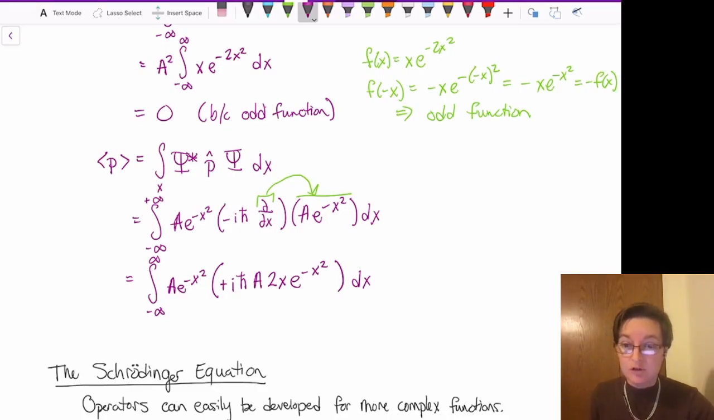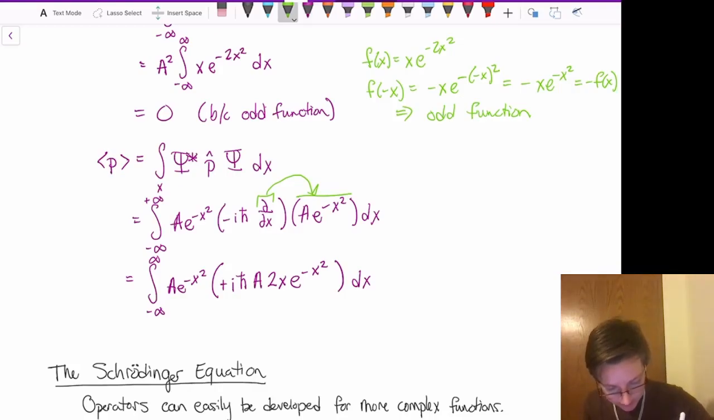When I simplify and rearrange this, you should notice that it looks identical in terms of its functional form to the integral that we did when we evaluated the expected value of x. What I'm left with is a bunch of constants and then x e to the negative x squared, or e to the negative 2x squared in this case, which means this is once again an odd function, and I can avoid doing the integral.